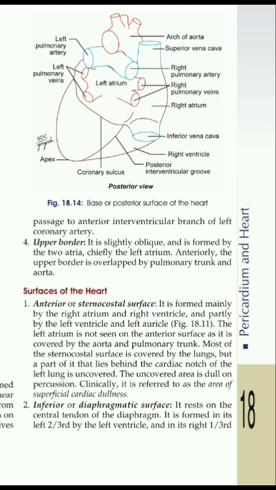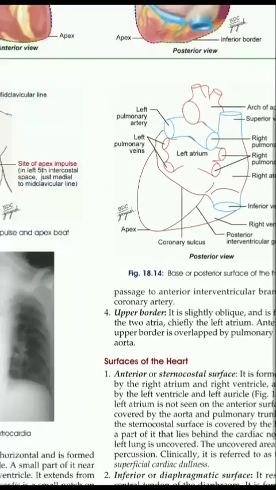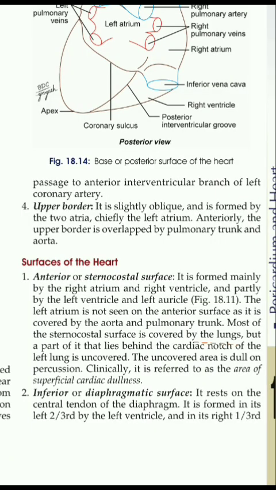Most of the sternocostal surface is covered by the lungs, but a part of it lies behind the cardiac notch, and that part behind the cardiac notch of the left lung is uncovered. So here the left lung is uncovered. The uncovered area is dull on percussion, so we call it superficial cardiac dullness. The inferior diaphragmatic surface rests on the central tendon of the diaphragm.